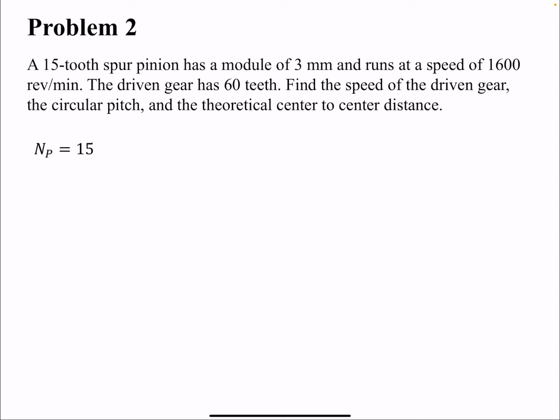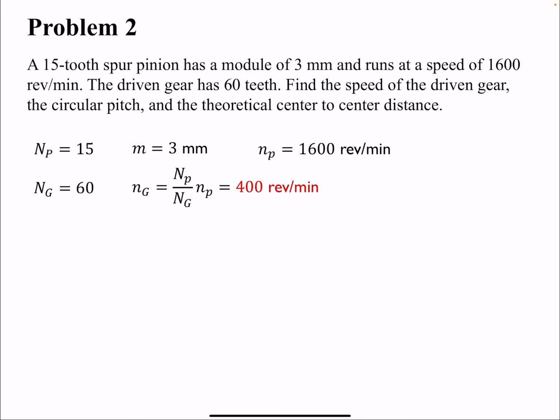So we have the number of teeth for the pinion, we have the module, we have the RPM, and we have the number of teeth on the gear. And when you look at these, 15 to 60, your gear is 4 times bigger, so your speed should be 4 times less. And we have the module, so that's the SI unit. So the RPM for the gear would be 400, as we expected. We have a reduction of 4:1.